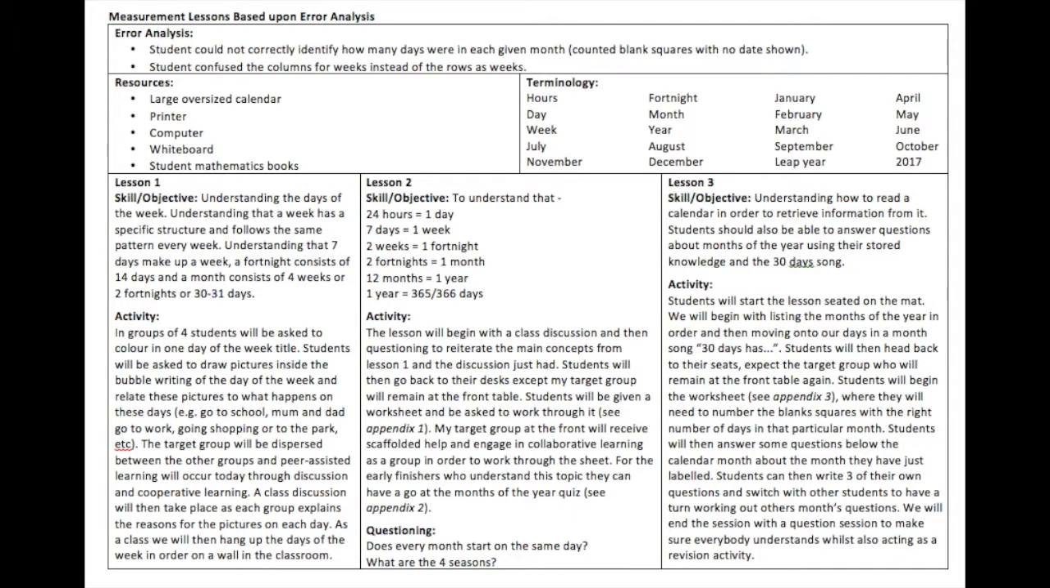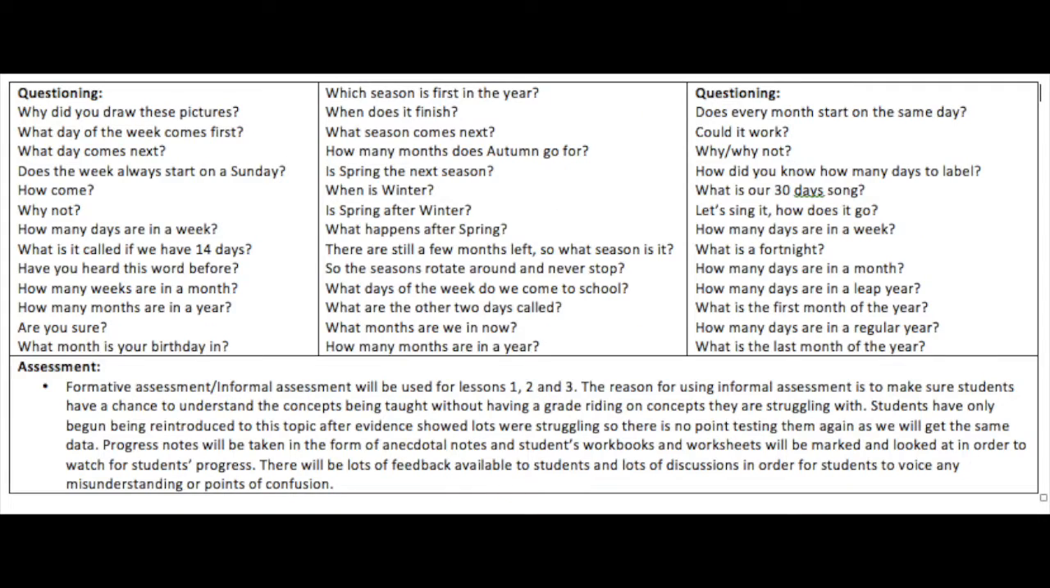For Lesson 1, I have set the objective for students to understand the days of the week, understanding that a week has a specific structure and follows the same pattern every week. Lesson 2 builds upon Lesson 1, and I have set the objective for students to understand that 24 hours equals 1 day, 7 days equals 1 week, 2 weeks equals a fortnight, 2 fortnights equals 1 month, 12 months equal 1 year, and 1 year equals 365 or 366 days.